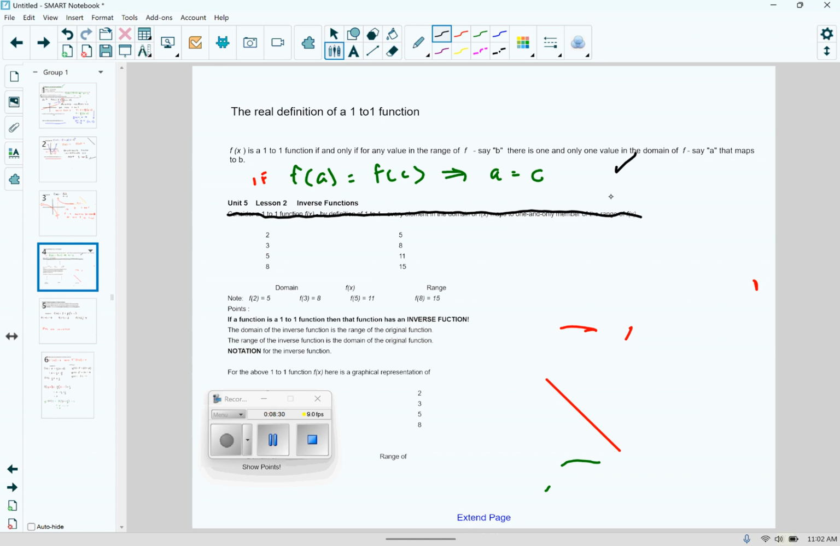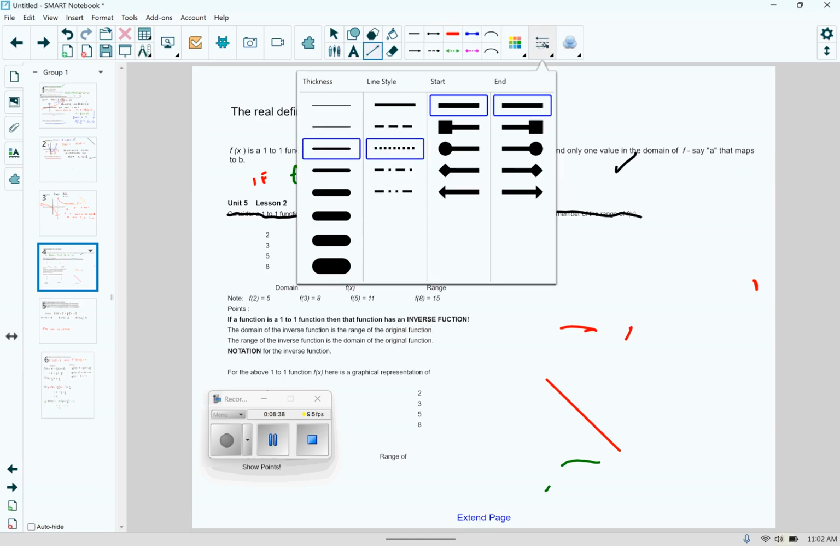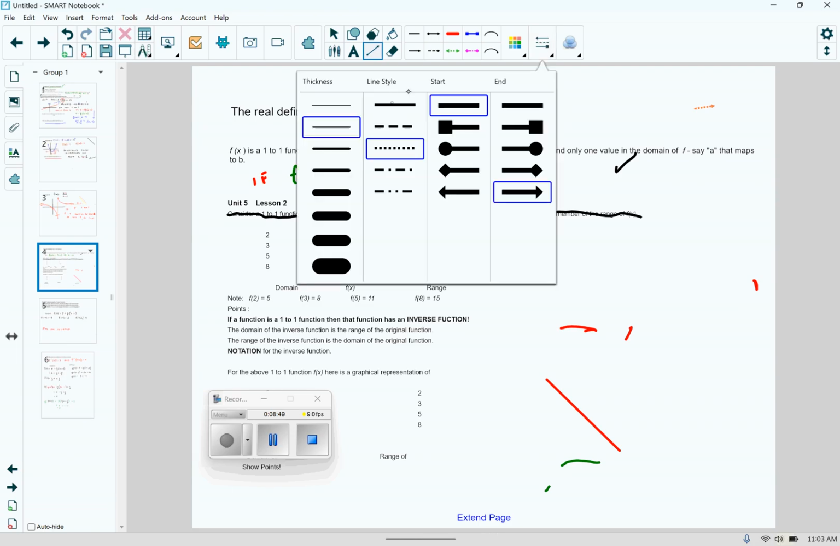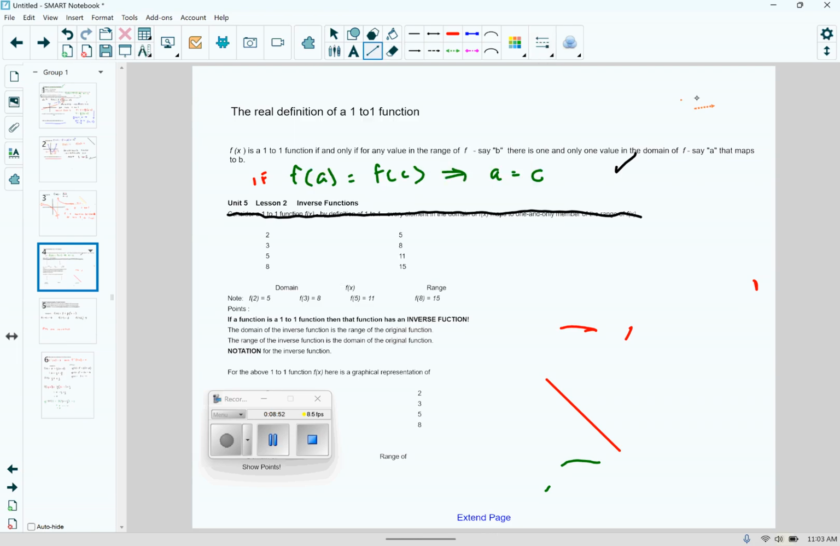So, I'm going to do a little mapping. I'm not quite sure if you did any mappings last semester, but I'm going to do a little mapping right here. I want a solid line right there. Here we go. So here's an example of a mapping function. 2 maps to 5, 3 maps to 8, 5 maps to 11, 8 maps to 15. And so this is what we call a mapping function.